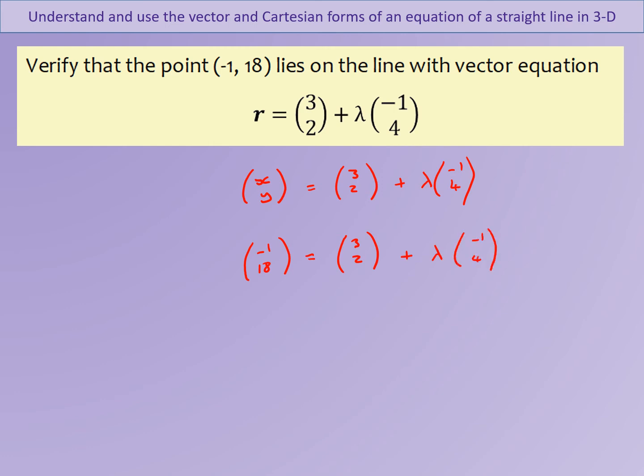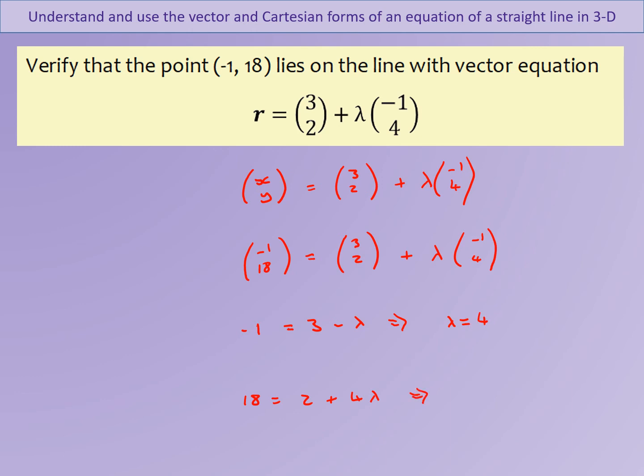So we can first of all read across the top line, the x direction. Minus 1 equals 3, and then it's lambda times minus 1, so minus lambda. And across the bottom row we get 18 equals 2 plus lambda times 4, so 4 lambda. If we get a consistent value of lambda for both of these directions, we can say that the point minus 1, 18 lies on the line. If we don't get a consistent value of lambda, we can conclude that the point does not lie on the line.